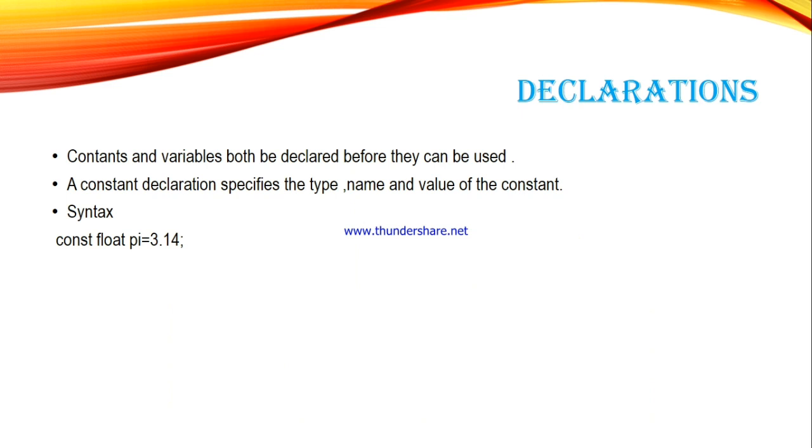And declarations. Constants and variables both must be declared before they can be used. A constant declaration specifies the type, name, and value of the constant. We see the syntax and an example: const float pi = 3.14. Here, const is a keyword, float is a data type, and pi is a variable to which we are assigning the value 3.14. This example says that however many times we execute the program, the pi value will not be changed. It remains constant because it is declared with the const keyword.